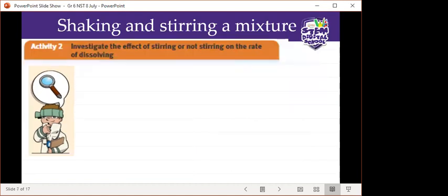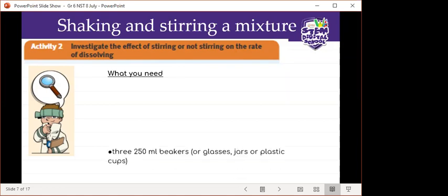So, let's do an activity which will take us through how shaking and stirring a mixture affects the rate of dissolving. This was found in Activity 2 in the Via Africa textbook. It reads: investigate the effect of stirring or not stirring on the rate of dissolving. This is what we will need in order to carry out this experiment.